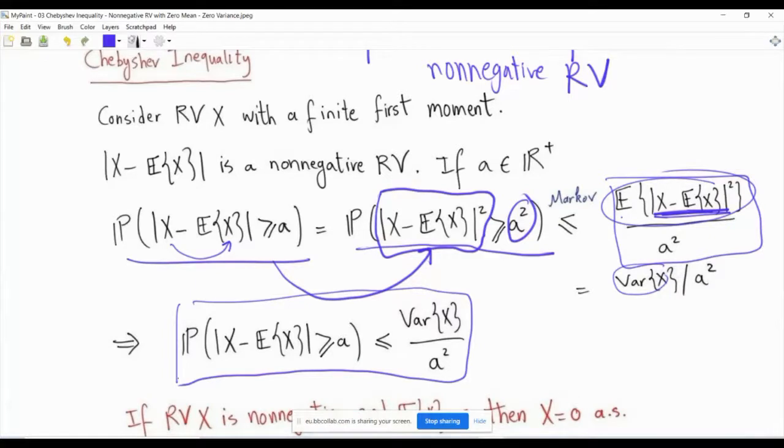Now, if the variance of X is infinity, this will be a correct statement. It's useless but correct, right? Because every probability is less than or equal to infinity. In fact, again, if the upper bound is greater than 1, then it's useless. You find these bounds more useful if the upper bound is less than 1.